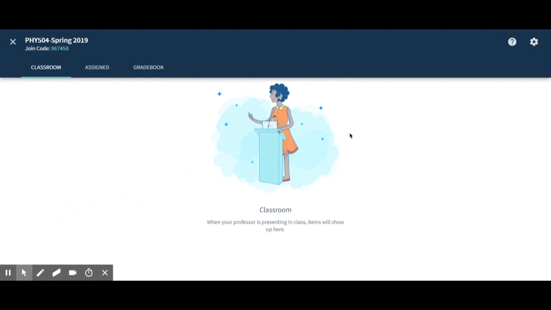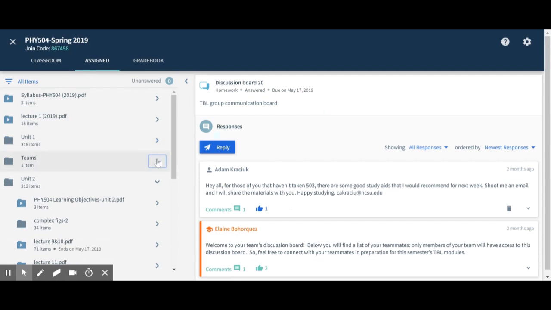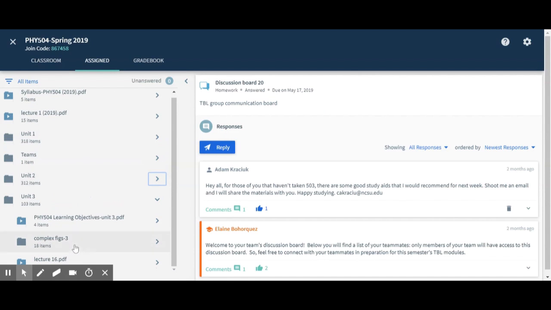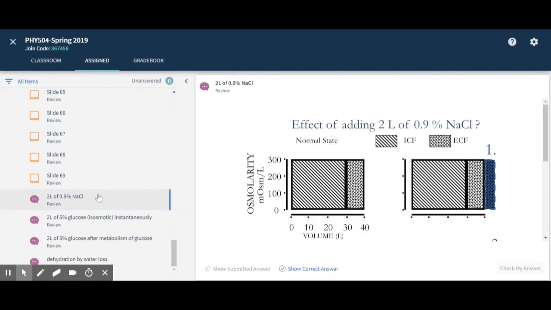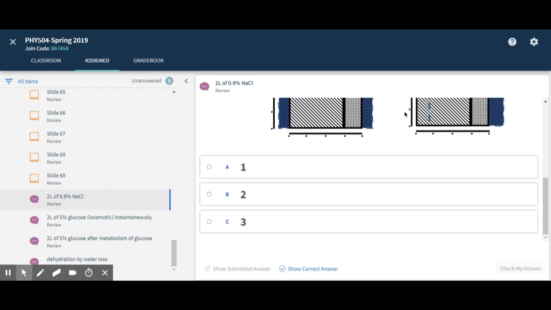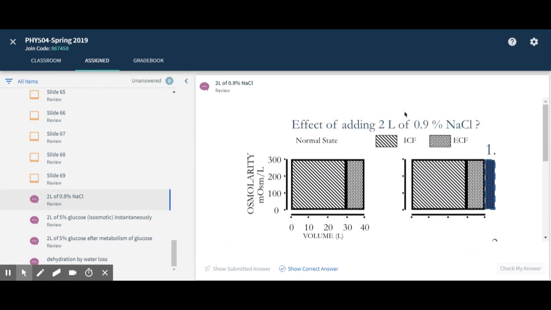The effect of adding 2 liters of 0.9% sodium chloride. First of all, if you have 0.9% sodium chloride, what does that equate to? Hypo, hyper, or isotonic? It's isotonic. Okay, 0.9% solution that is isotonic would be what? What would you expect to see? 1, right? Because you're going to do an infusion. It's going to stay in the extracellular fluid, but it is isotonic, so it's not going to change the osmolarity.